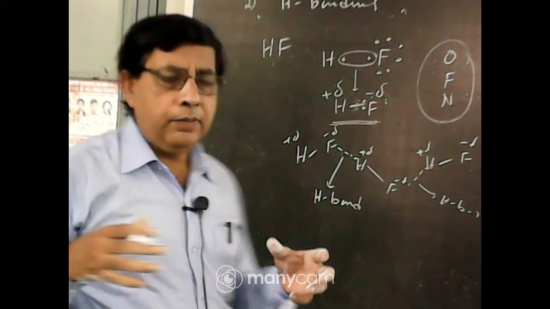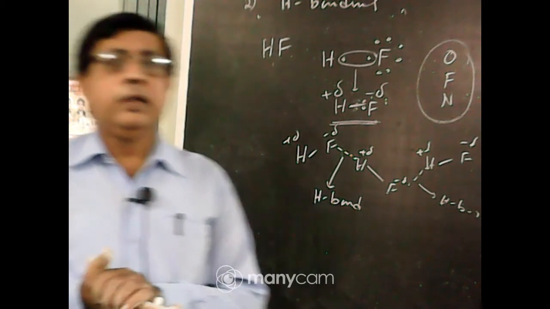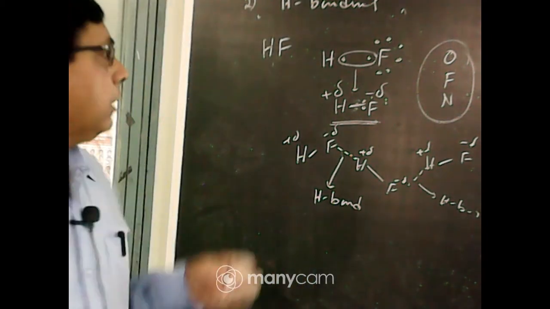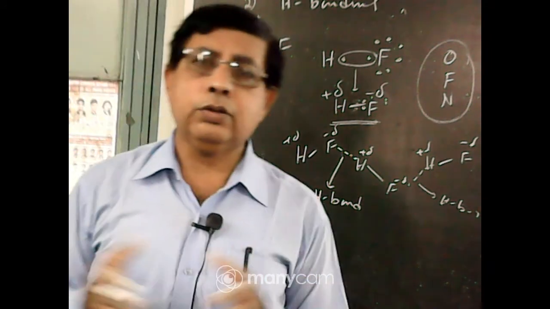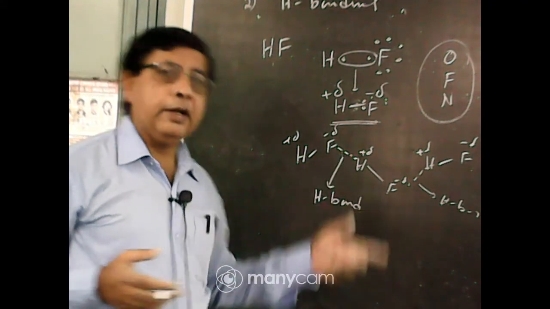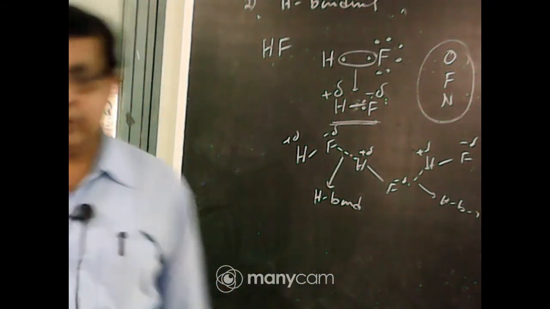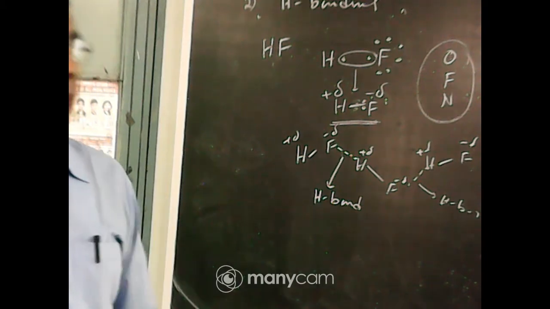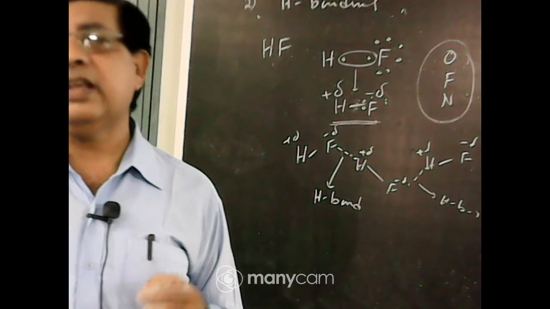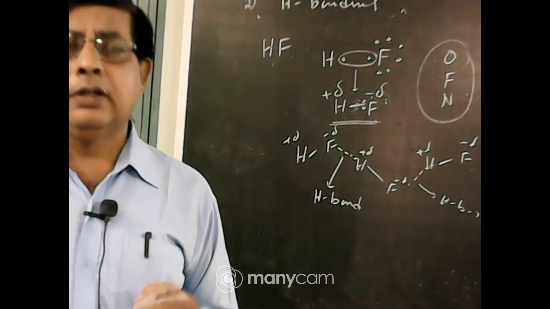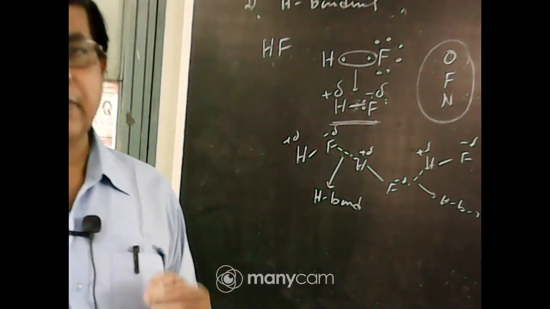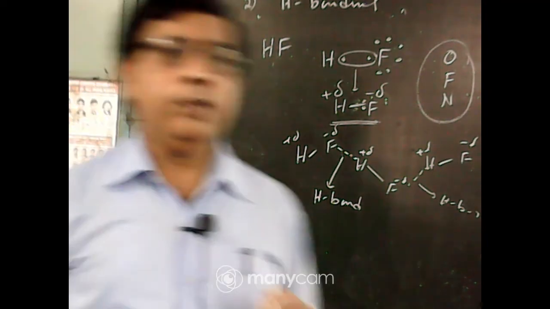If these elements are combined with hydrogen, then the bond becomes polar. Then the positive charge of hydrogen and negative charge of oxygen, fluorine or nitrogen have an electrostatic force between the two molecules of the same type or different type. That force is called hydrogen bond. So for hydrogen bond, the presence of a polar hydrogen atom is essential, and the element attached to the hydrogen atom must have very high electronegativity and very small size.